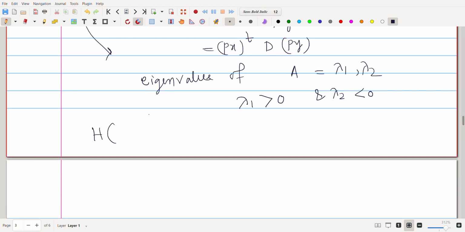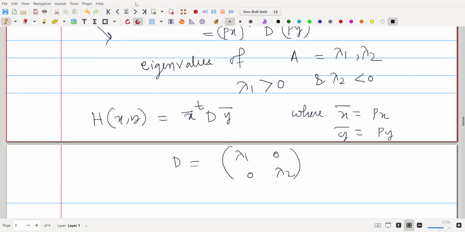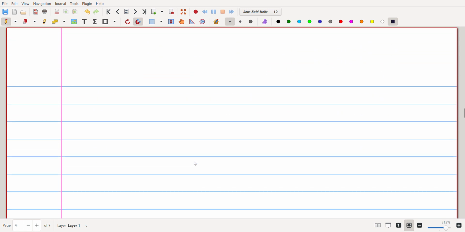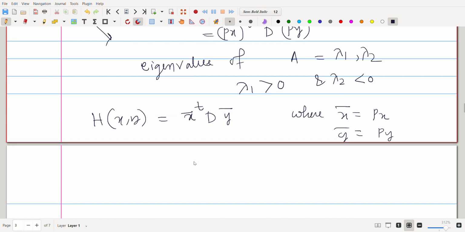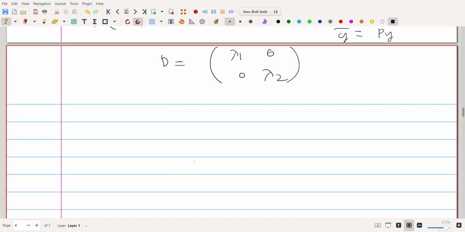So in particular we can write H of x y as, say, x bar transpose D y bar, where x bar equals Px, y bar equals Py, and D is the diagonal matrix, lambda 1 0 0 lambda 2. Fine. Now we are checking the options. This is the theoretical result. Okay, so D equals lambda 1 0 0 lambda 2. Now we are going to check the options.